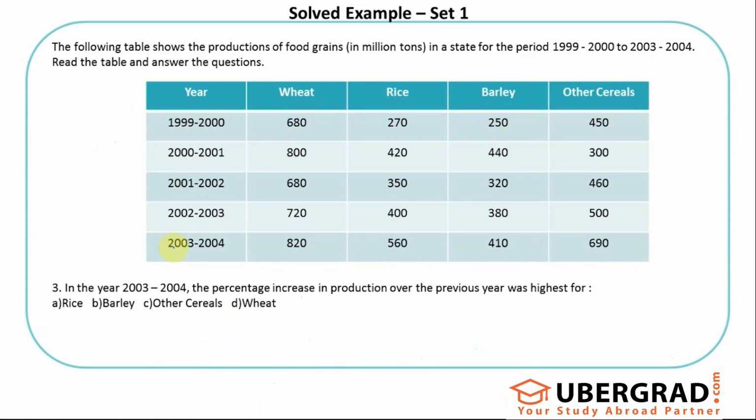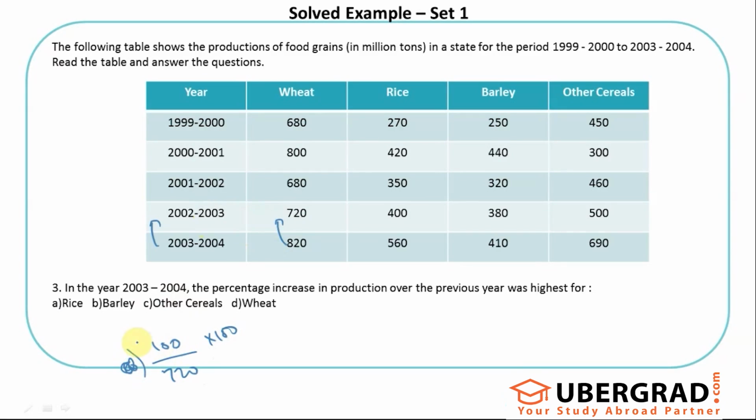The next question: in the year 2003 to 2004, the percentage increase in production over the previous year was highest for... Now I'm looking at these 4 in 2003 to 2004 over the previous year, right? So 820, 720. The change is over the previous year, so 2002 to 2003 will be my base value. So 720, 100 into 100, that is option A.